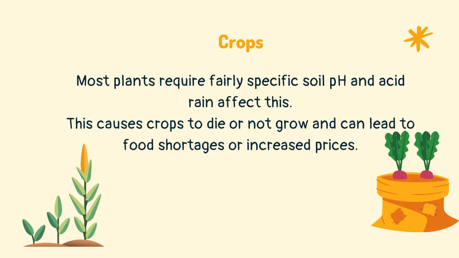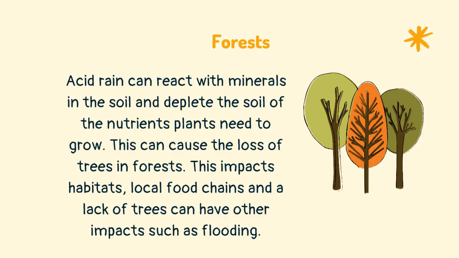Most plants require a fairly specific soil pH, and acid rain affects this. This causes crops to die or not grow and can lead to food shortages or increased prices. Acid rain can react with minerals in the soil and deplete the soil of the nutrients plants need to grow. This can cause the loss of trees in forests. This impacts habitats and local food chains, and a lack of trees can have other impacts such as flooding.